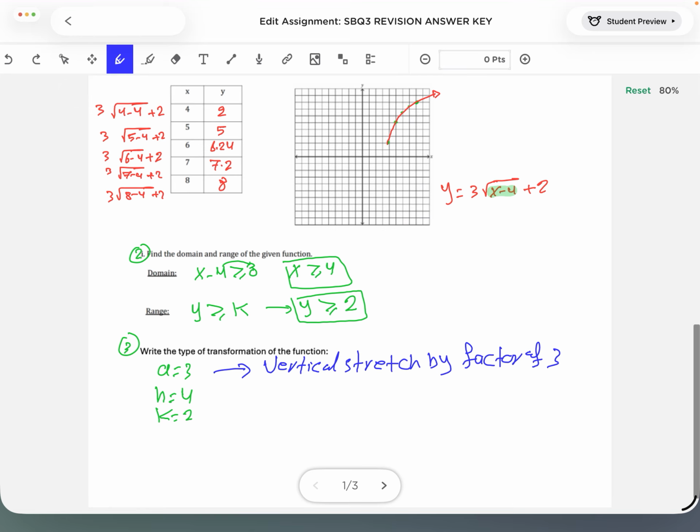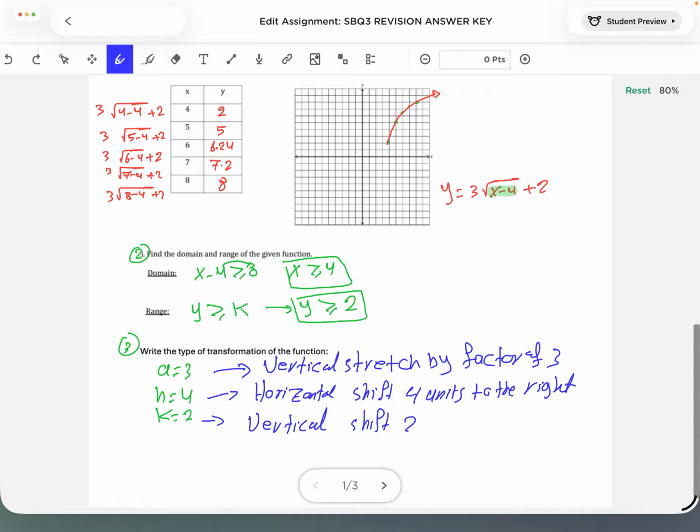H equals 4 means horizontal shift or movement, as you like, 4 units to the right. K equals 2 means vertical shift, 2 units up. This is the full answer regarding this type of question.